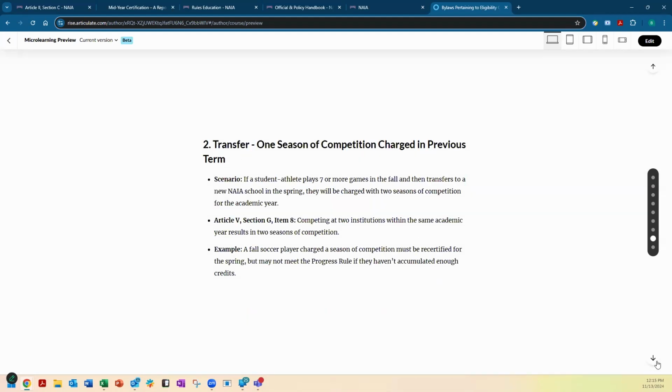In the next one, I'll go to a season of competition has been charged in the previous term. So let's say a student athlete plays in 7 or more games in the fall under the NAI 20% rule and then transfers to a new NAI school in the spring. Will they be charged with 2 seasons of competition? And this is for anybody who is maybe even coming from the NCAA. We see that the student athlete has been charged a season of competition in the previous term. We have to honor that at face value. And our bylaws dictate that competing at 2 institutions within the same academic year may result in 2 seasons of competition charged, depending on the bylaws situation.